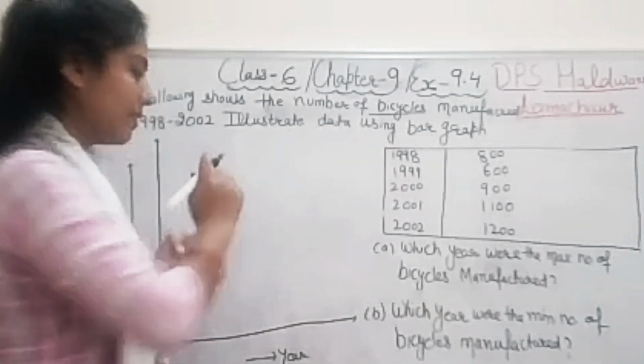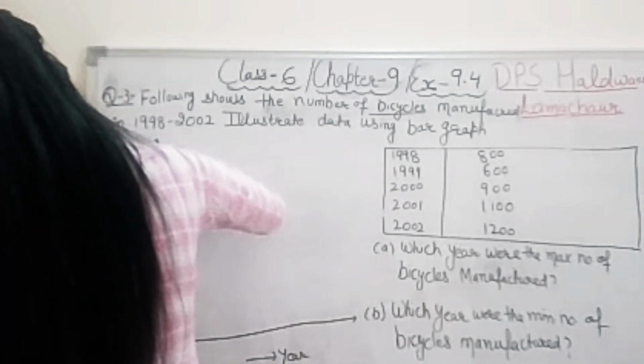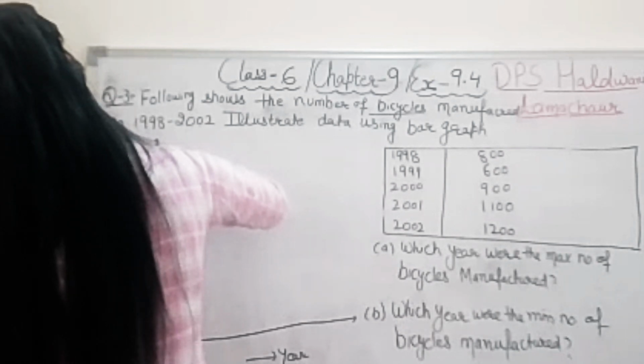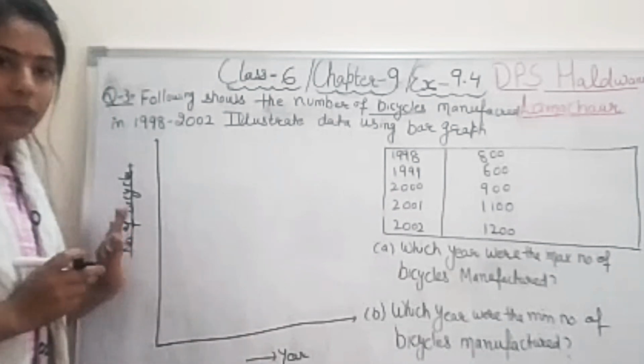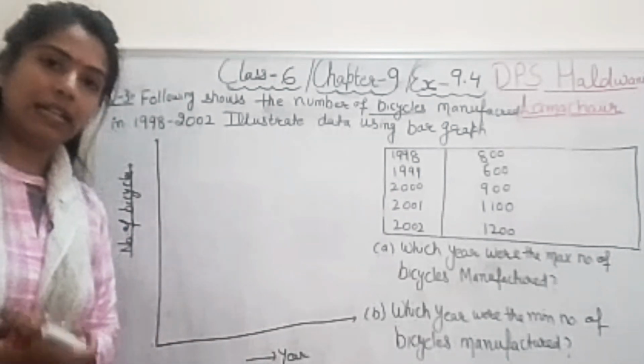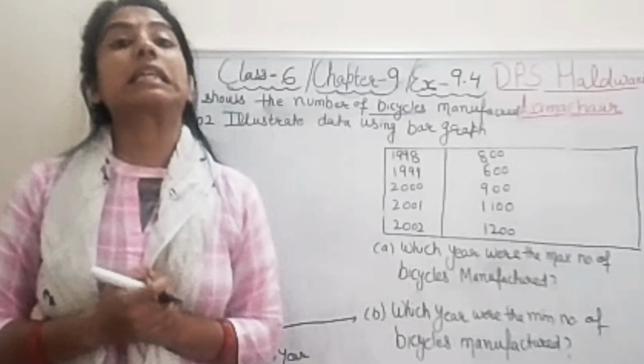number of bicycles manufactured. You have to write this also, students. It's very important. Number of bicycles. This information is very important, that is which side you are taking for what. Right? Now start to take the scale.